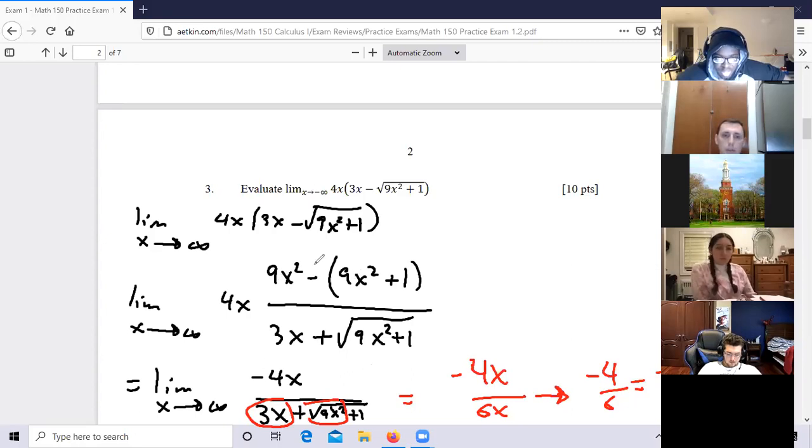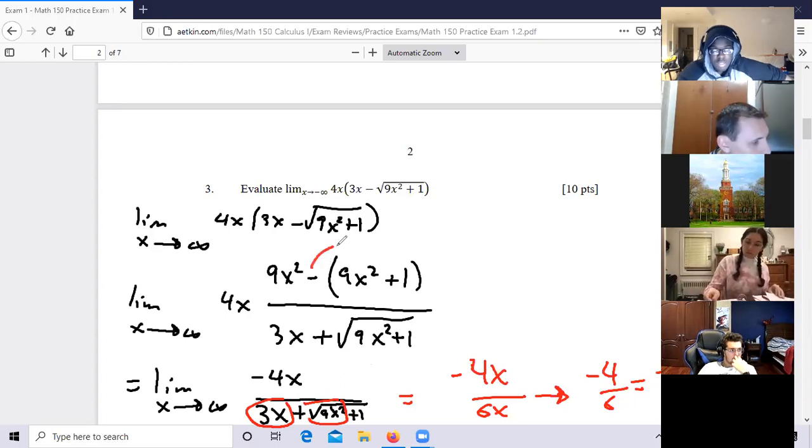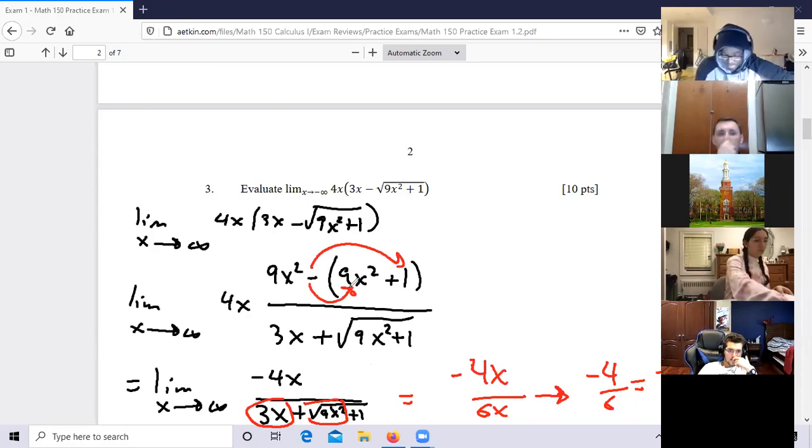Because when you distribute the minus, it's 9x squared minus 9x squared minus 1. So the 9x squared cancel out, and notice the minus. Oh, you're right. So it's just minus 1 on the numerator, and multiplied by 4x, it's minus 4x. Right? Okay.